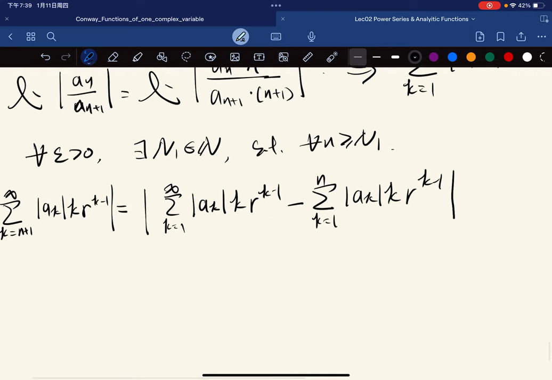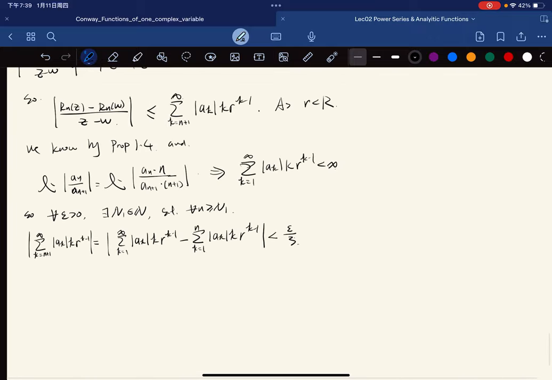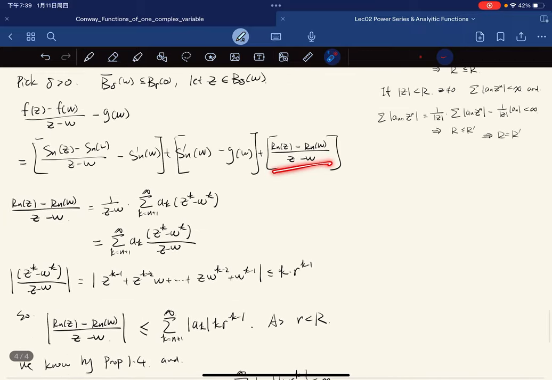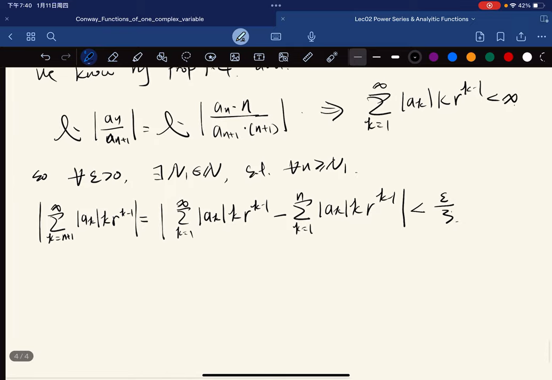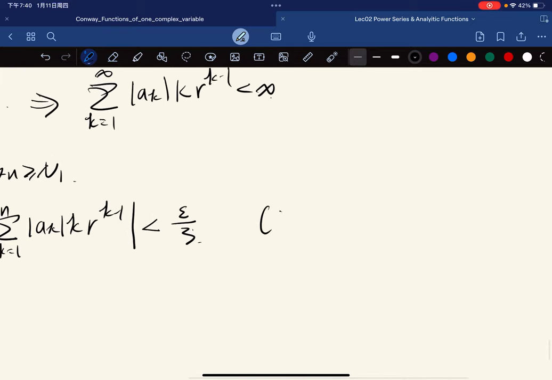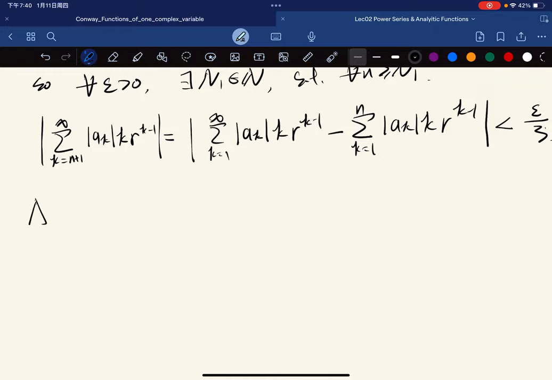Such that this is less than epsilon, right? Because the series converges. Well, because we're stretching all of them, we're controlling all of them. So each of them is epsilon over 3, so this is going to be less than epsilon. Okay? It doesn't matter, but it just looks nicer. This is under the assumption that z is in the delta ball of w. Also, we have done this part.